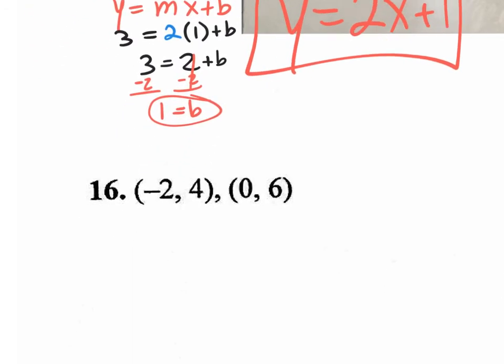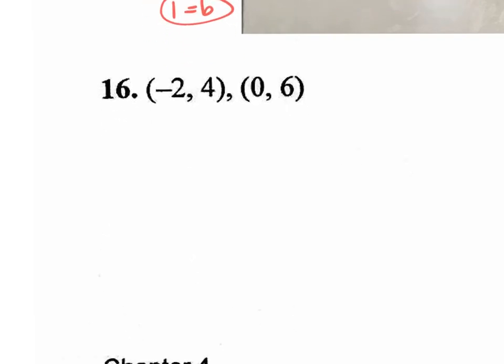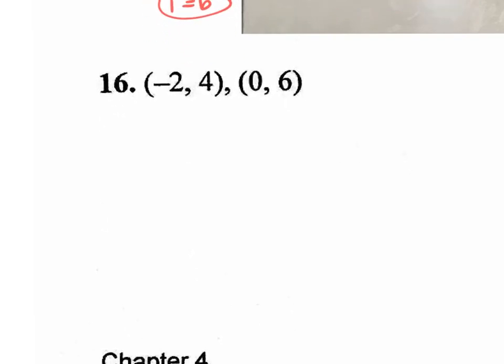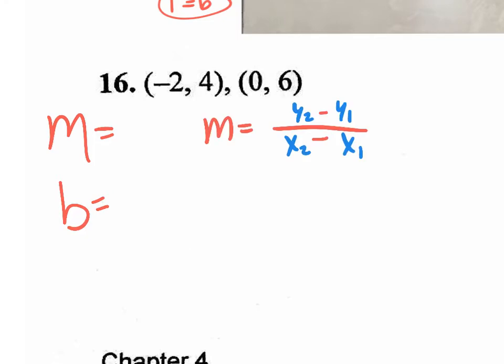Okay. 16. I like this one because if you understand what things truly are, you'll save yourself a lot of time. Like, what are the two things we need? M and B. Do they give you M? No, they don't. But you could find it, right? How could you find it? With the slope formula. So there's your slope formula. And of course, you're going to label it X, Y, X, Y, first point, second point.